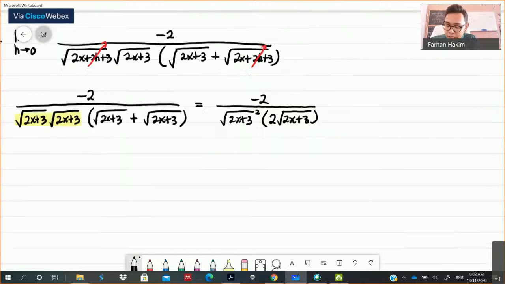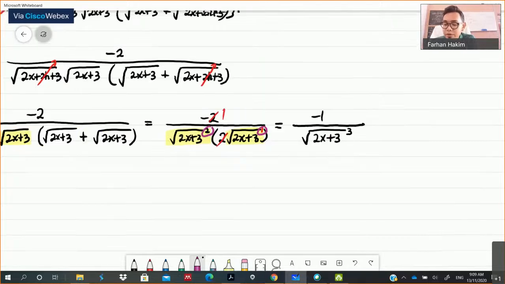Now we can cancel the 2 with 2, so we'll get negative 1. Now we want to multiply square root of 2x plus 3 squared with square root of 2x plus 3 to the power of 1. So now we have negative 1 over square root of 2x plus 3 to the power of 3, because now it is to the power of 2 plus 1. So that is our final answer.